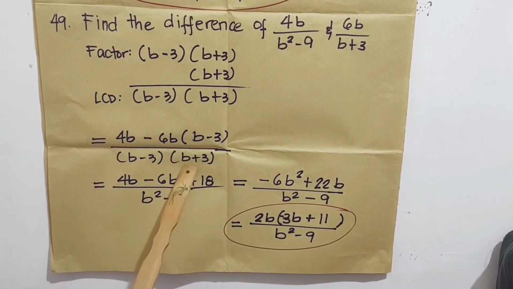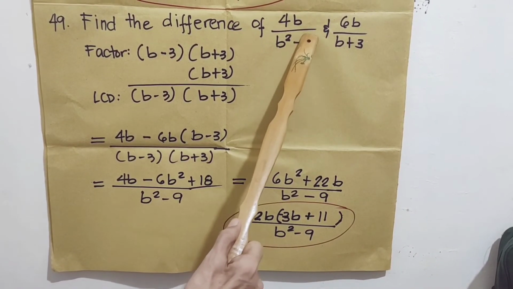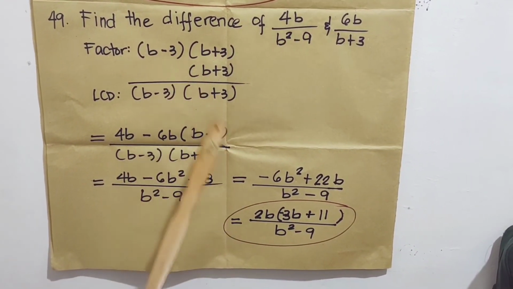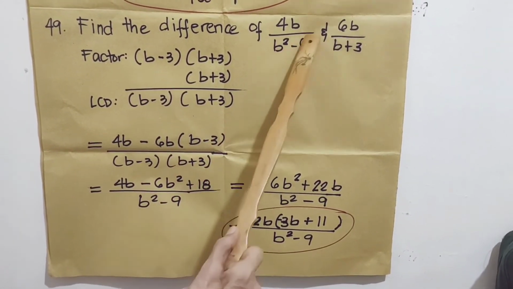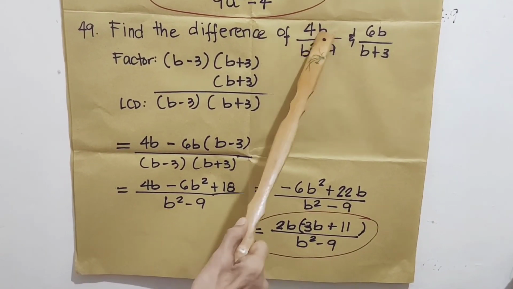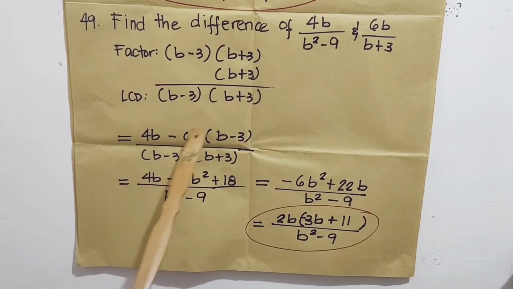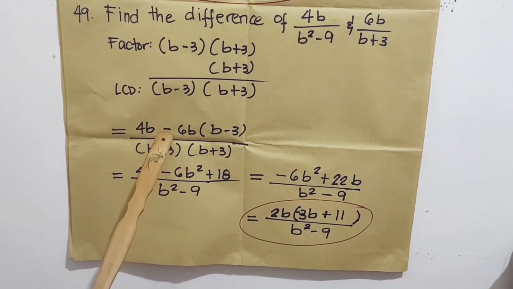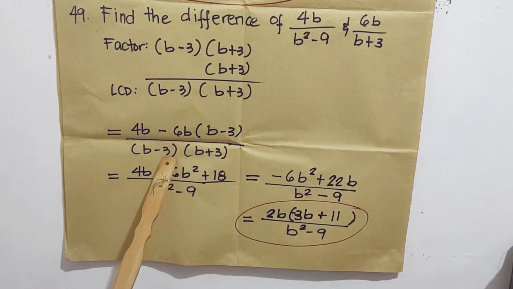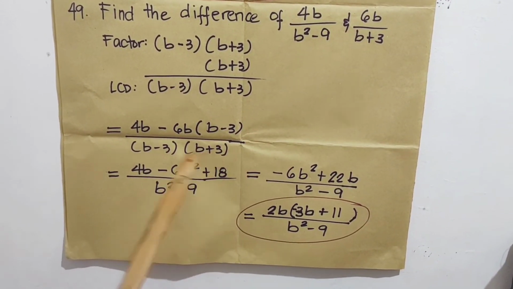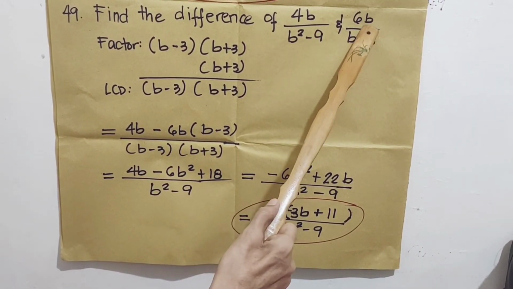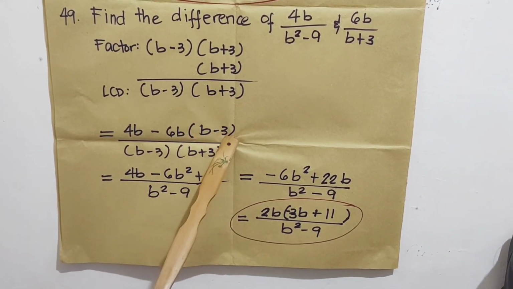b minus 3 times b plus 3 divided by b squared minus 9. So remember the factor of this is this one, so they are the same. So if we divide, it equals 1, then times the numerator. That's why the answer is 4b. Then difference means subtraction, just copy the subtraction symbol here. Then we divide the denominator, the same denominator cancels, and the remaining is b minus 3. So we're going to multiply it to the numerator. So that's why we have 6b times b minus 3.